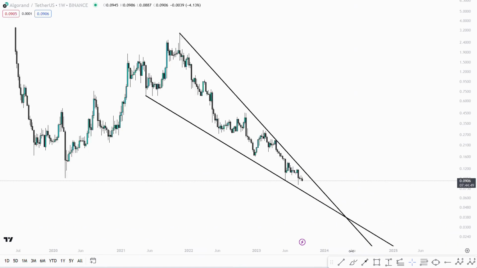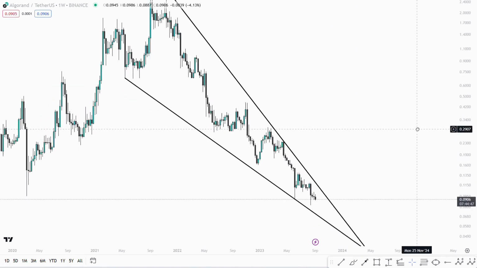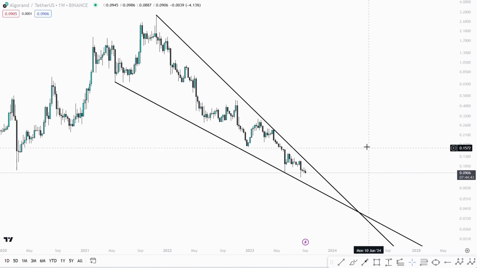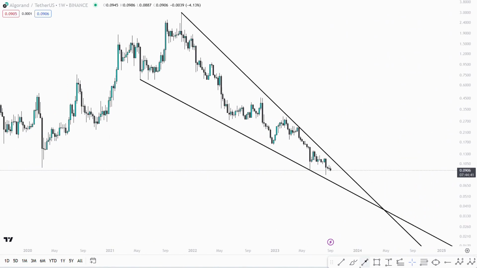us. And you can see in this descending structure, one thing we need to focus on is, how is ALGORAND moving? Are we showing any strength? Are we showing any weakness at the minute? And you can see with these two wicks to the downside, 1, 2, we are showing strength. We're showing that buyers are stepping in at this level.